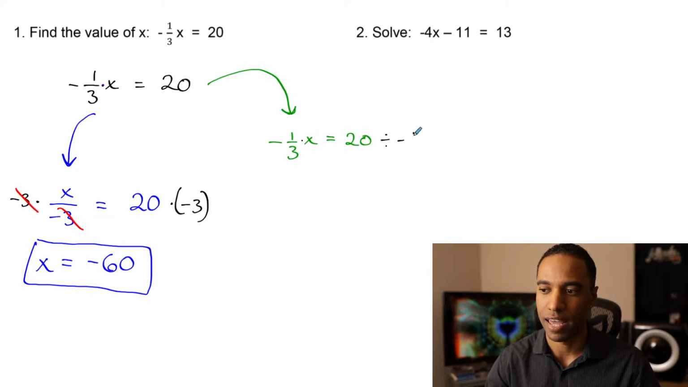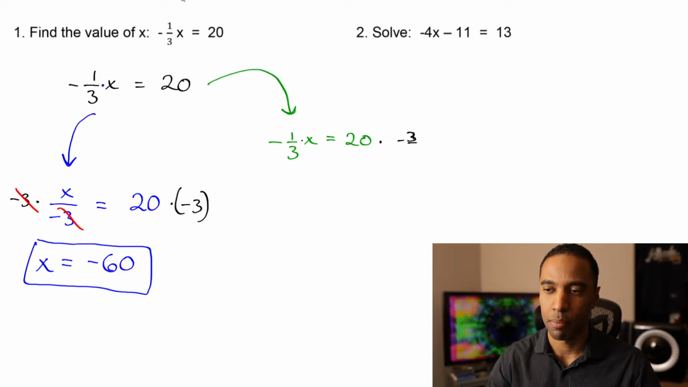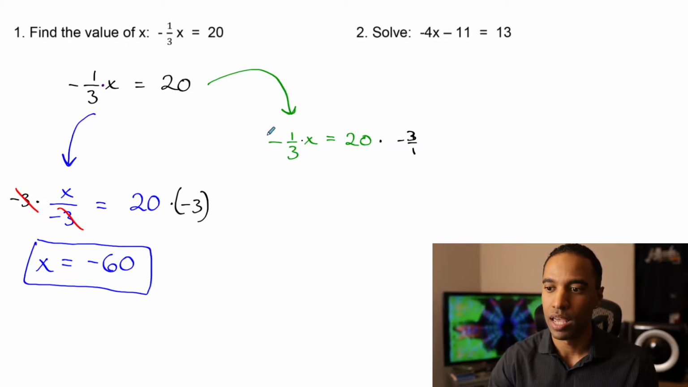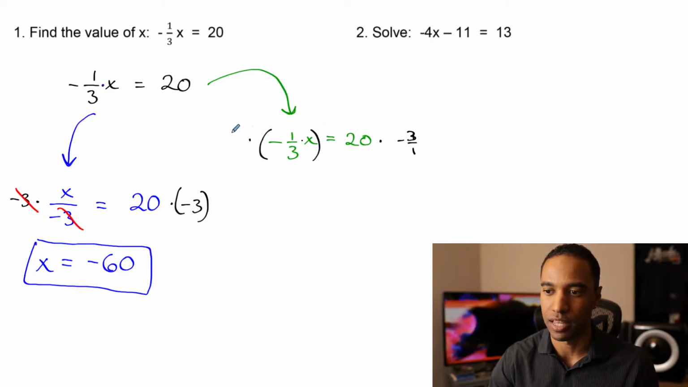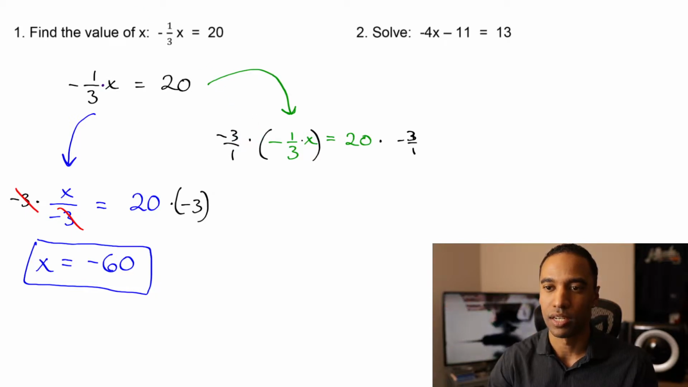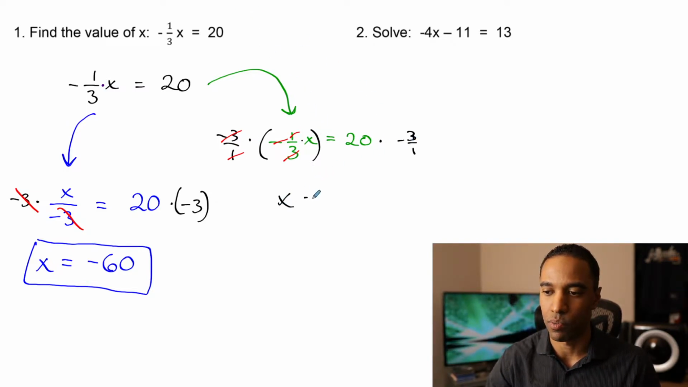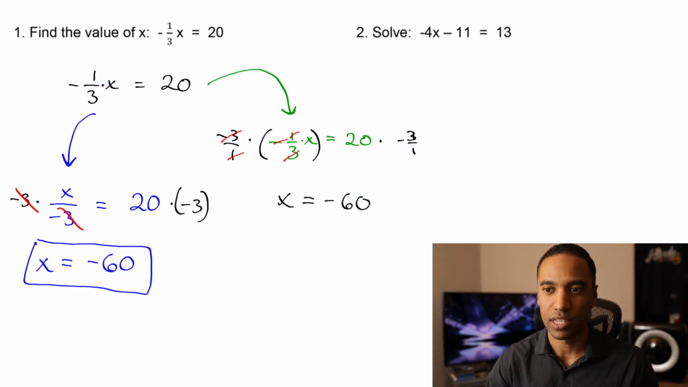Instead of 20 divided by negative 1/3, I'm going to do 20 times negative 3 over 1. So I flip the top and bottom, and that's the same thing as dividing by negative 1/3, multiplying by negative 3 over 1. And of course, I'm supposed to do it on this side here. That's of course what gets me my cancellation. Negative 3 over negative 3 is 1. 1 over 1 is 1. I'm left with x here, and 20 times negative 3 once again is negative 60. So it gets me to the same answer because I'm doing the same thing in the end.